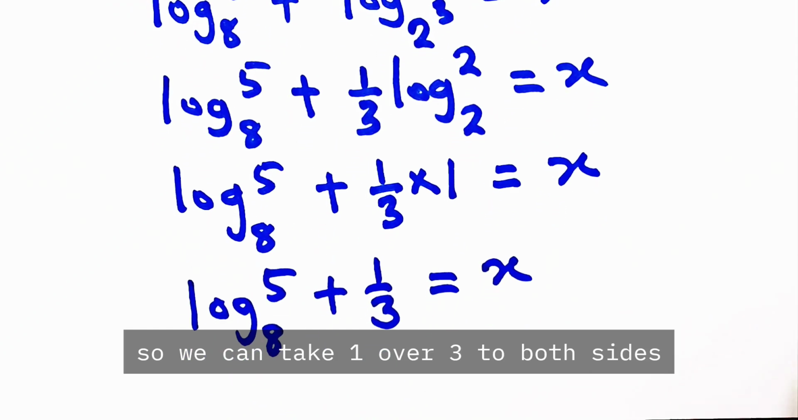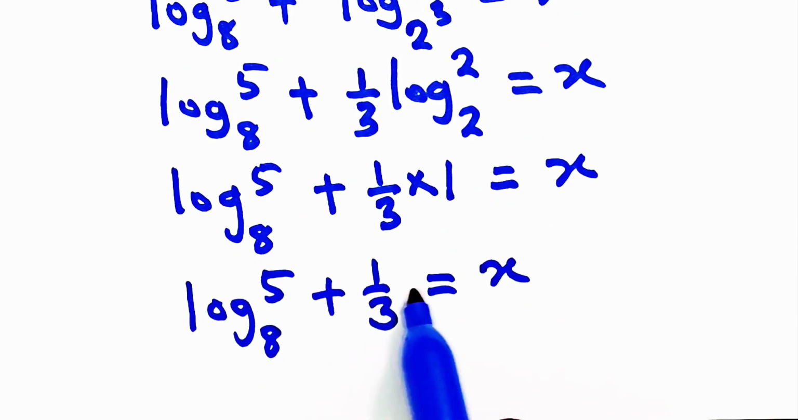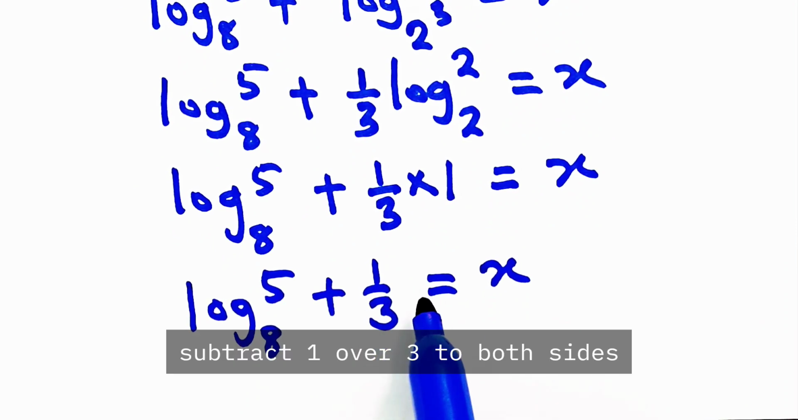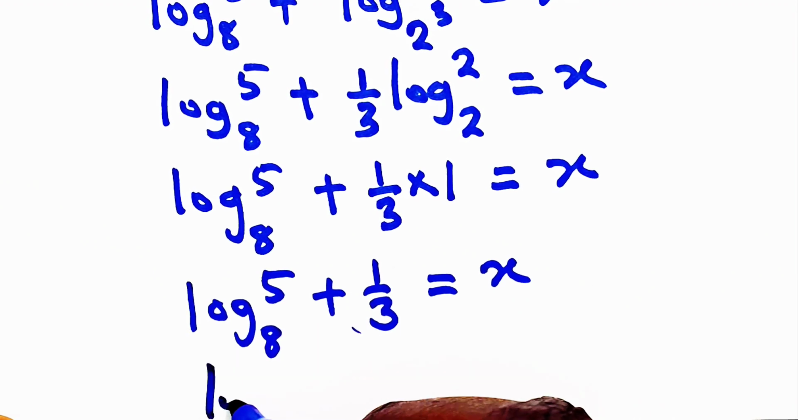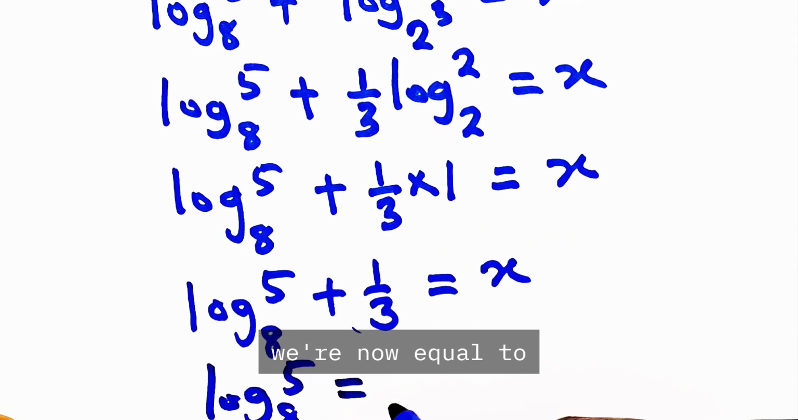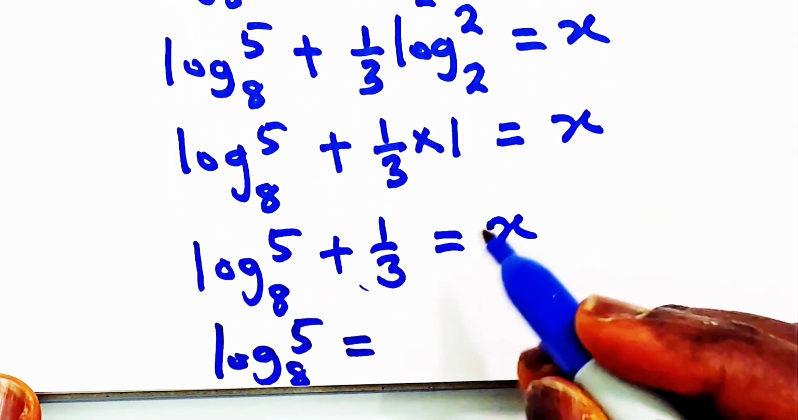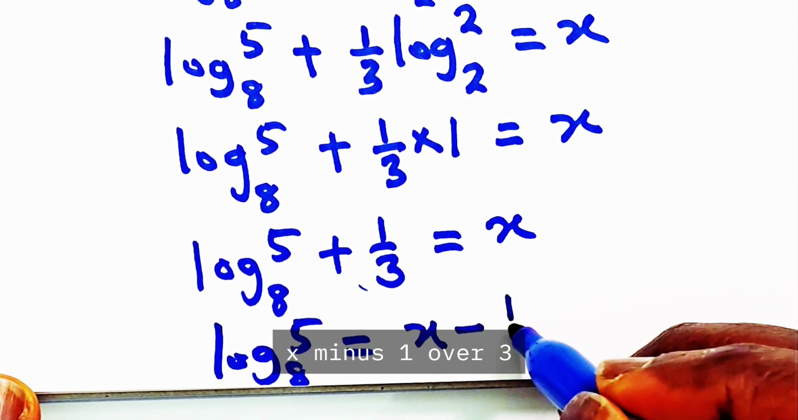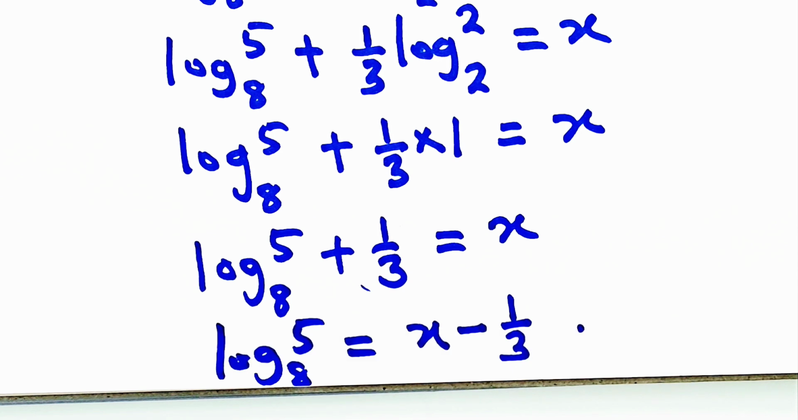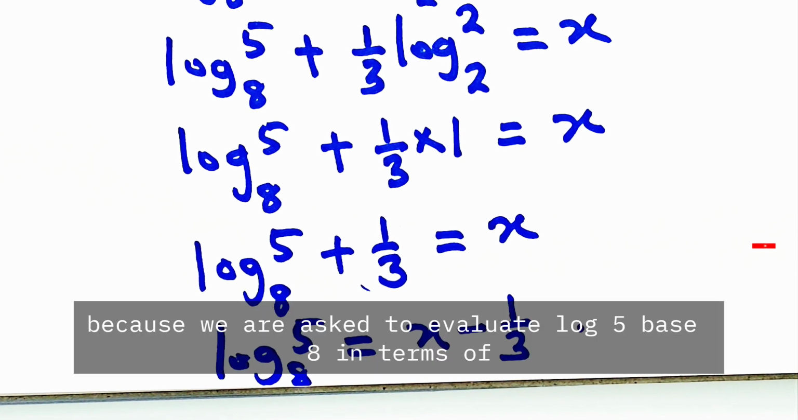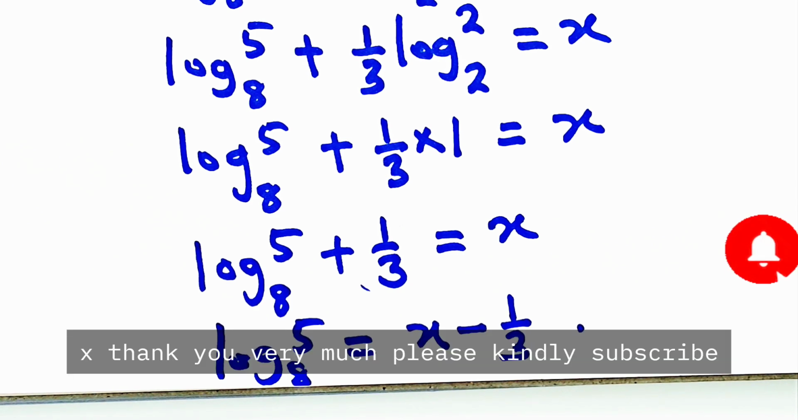So we subtract 1 over 3 from both sides. If you do that here, you do that here, we're going to have log 5 base 8 now equal to x minus 1 over 3. And that is the final answer to the question, because we are asked to evaluate log 5 base 8 in terms of x.